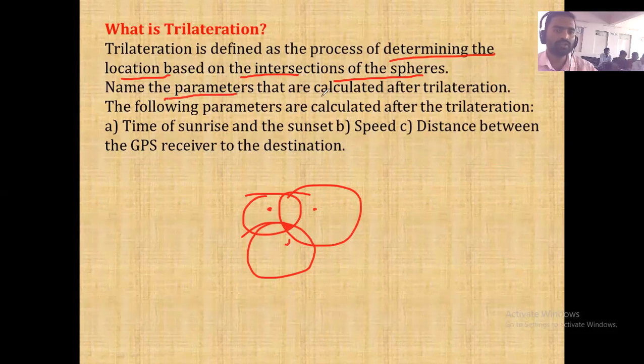Name the parameters that are calculated after the trilateration. The following parameters are calculated after the trilateration. First one is the time of sunrise and sunset. So from this only you can calculate it using the GPS: when the sun is going to rise and when it is going to set. From the weather forecasting, they tell tomorrow's sunrise timing and sunset time, and whether rain will come tomorrow or not. They are depicting the timing based on the GPS only. Speed and distances, all these are from the GPS.